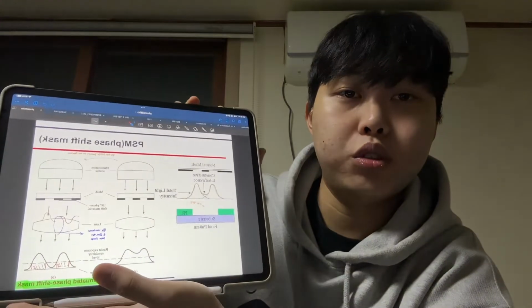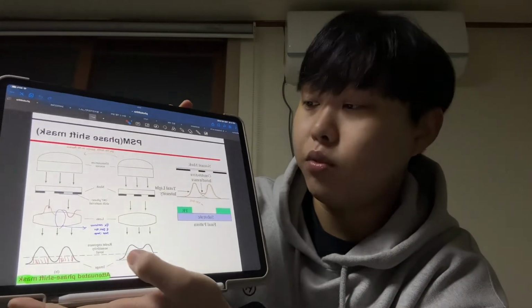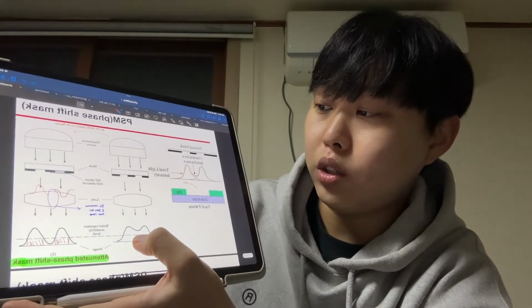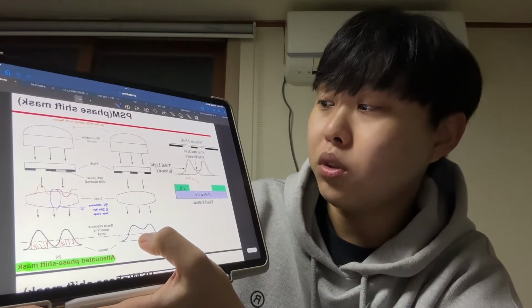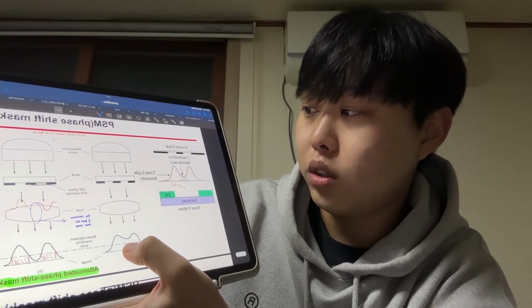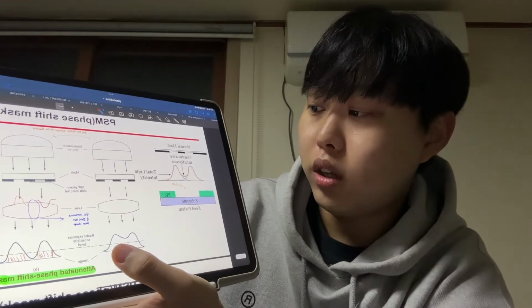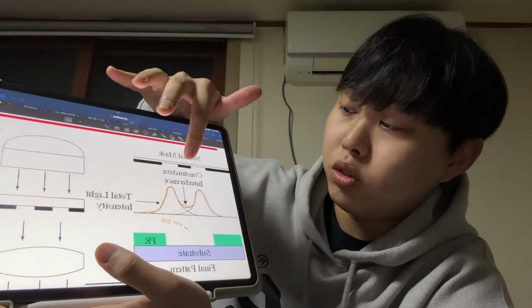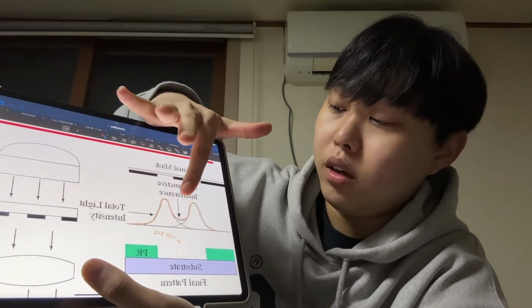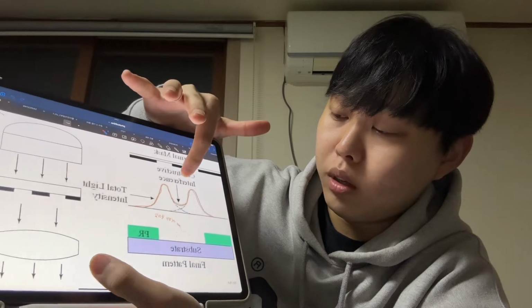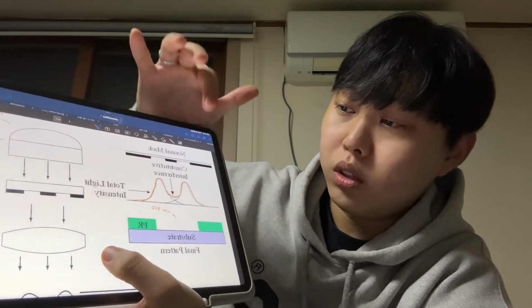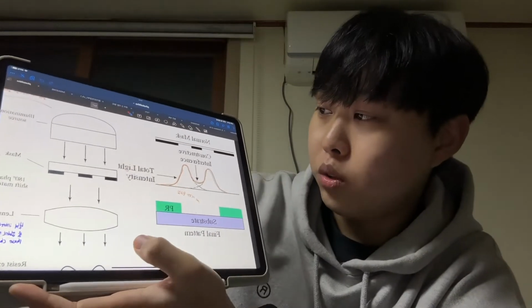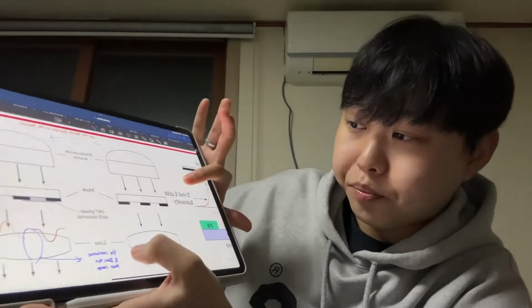Now, I'm going to introduce the PSM, which is phase shift mask. We also use this phase shift mask because of the characteristic of the light. When we expose the light over the reticle, some part where we want to hide the light can be interfered with and make some patterns. We don't want these things to happen, so we use the phase shift mask.